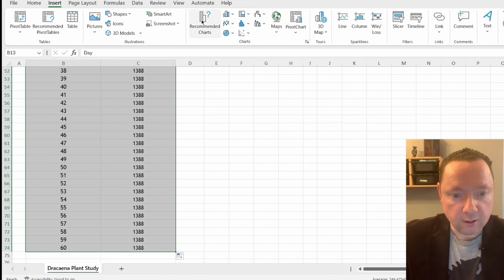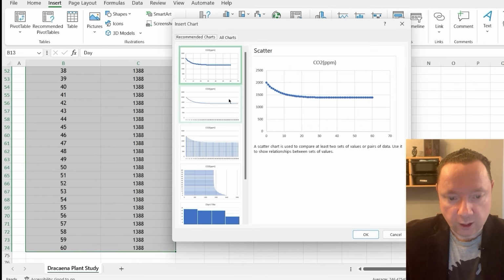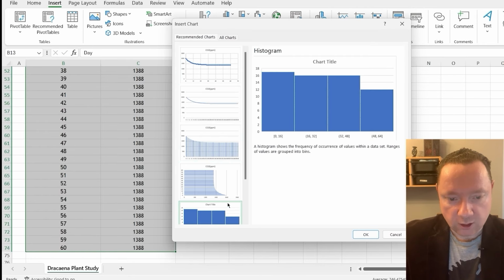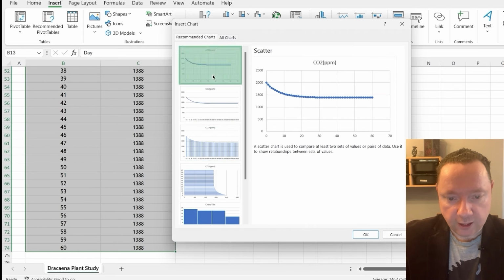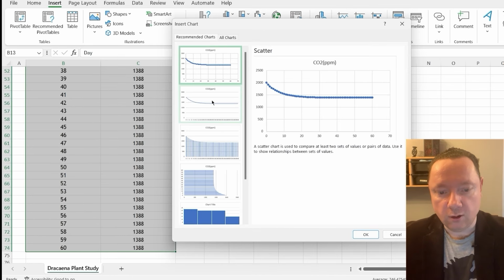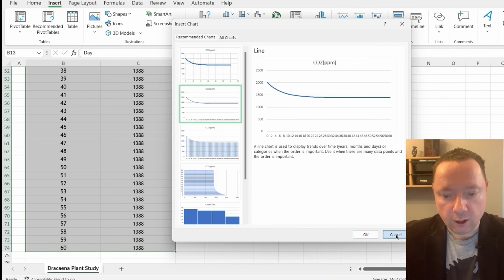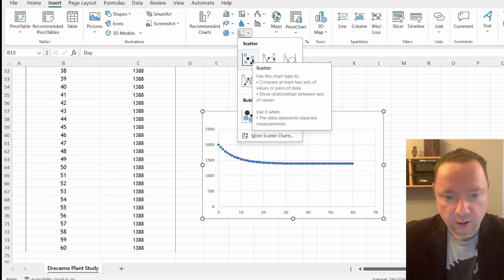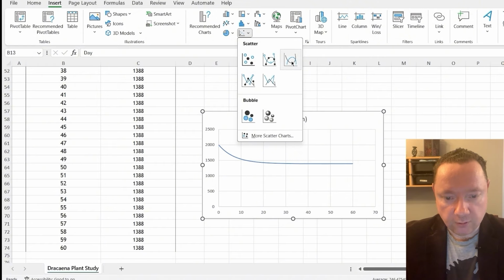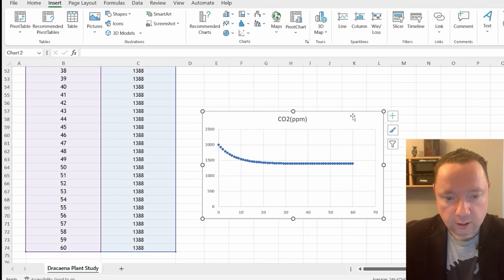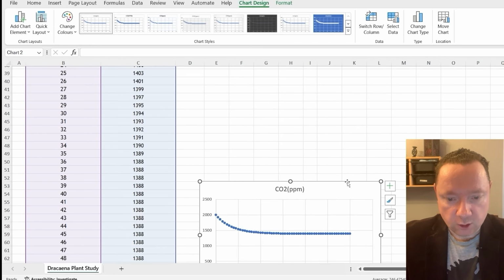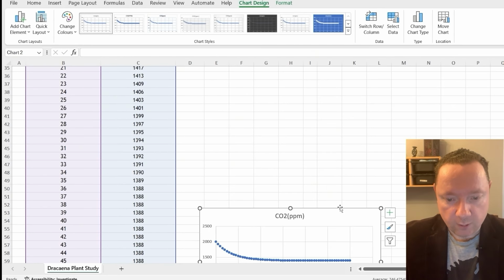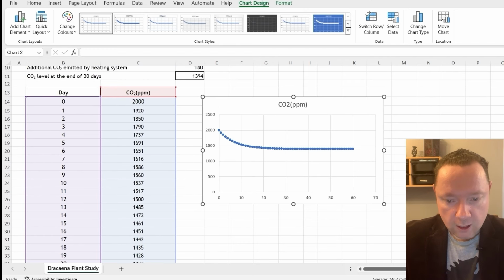Insert recommended charts and just pick one that looks good. Don't pick one of these bars, that's not going to help, but one of these is fine. You've either got the scatter or the line, or if you don't go to insert, you can just go here and click charts and then just click scatter and pick the one that you like the look of. So there we get our scatter. Let's just move this up so we can see it next to the table better and we can work on it. And let's make it a little bit bigger.